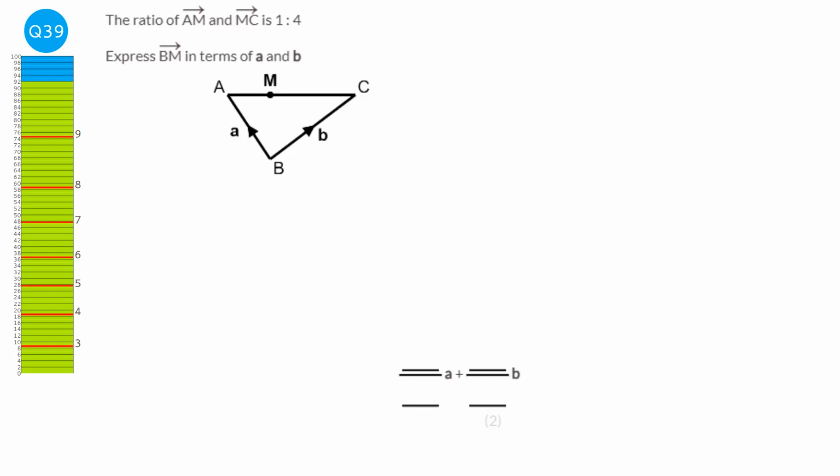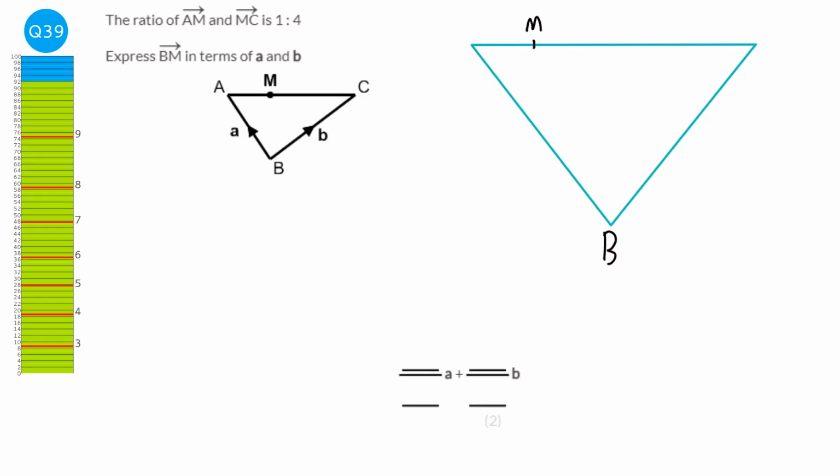So I'm going to, first of all, just draw out the diagram a bit bigger, just so we've got a bit more space. And we're looking at going from B to M, and M is about here. Now the first thing to notice with M, I'm just going to quickly label the other parts on, is that the ratio of A to M is 1 and M to C is 4. So the ratio is 1 to 4 between the two.